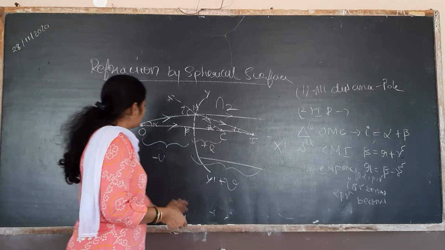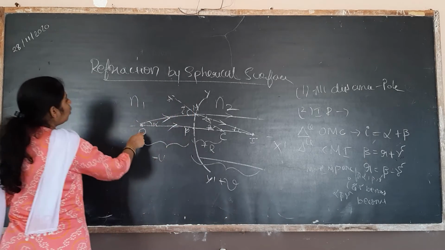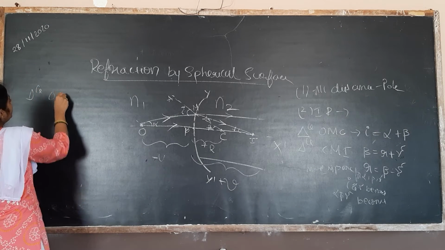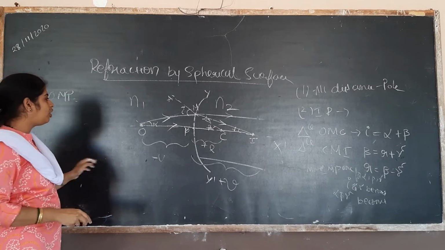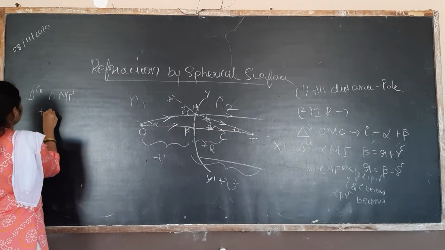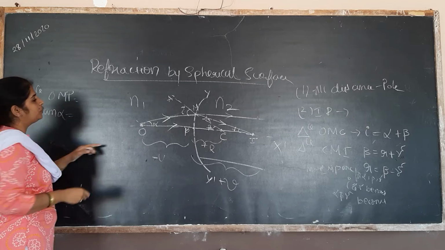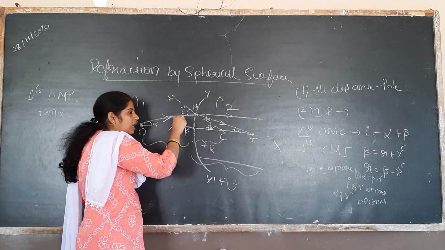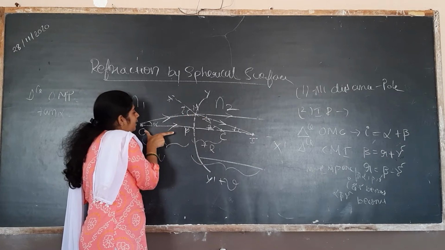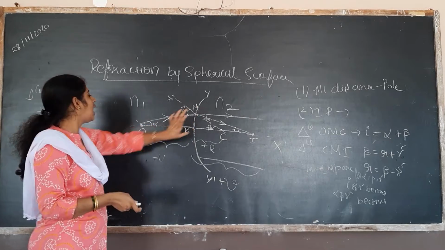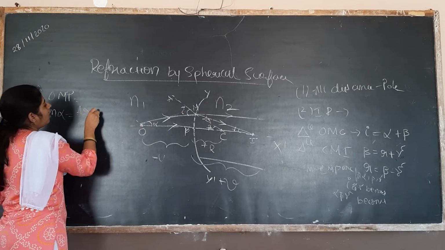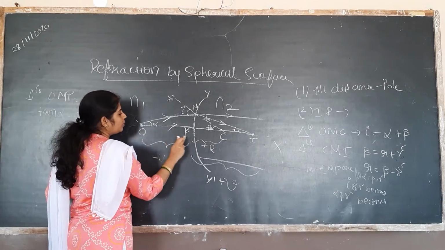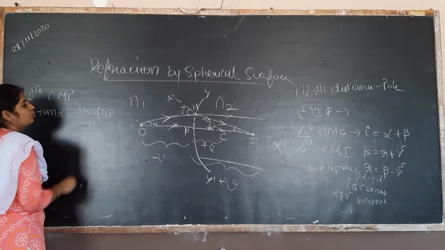Now consider triangle OMP. In triangle OMP, tan alpha is equal to, what is tan alpha? Opposite by adjacent. I told you this will act like an arc. So what is this? Arc of MP divided by OP. OP is nothing but minus u.